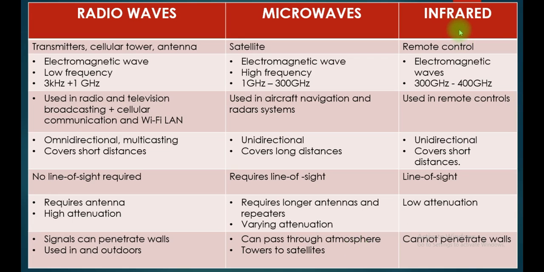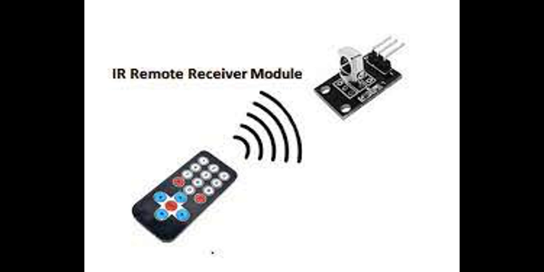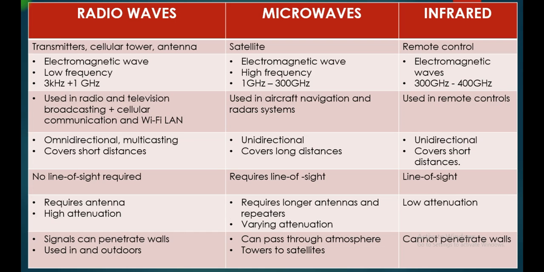Now, infrared is something that is used with remote controls. Are we all familiar with this? They are again unidirectional, from the remote to the device. We use the remote, for instance, typically with our television sets, and they cover short distances.